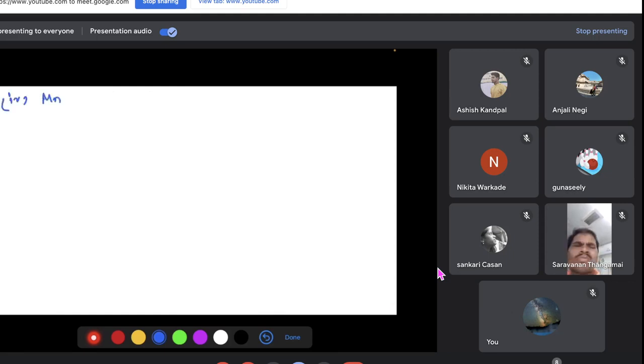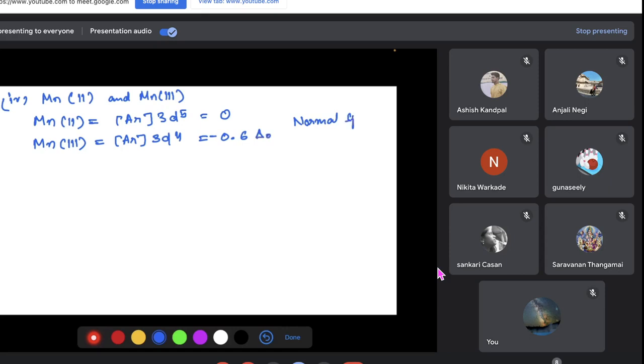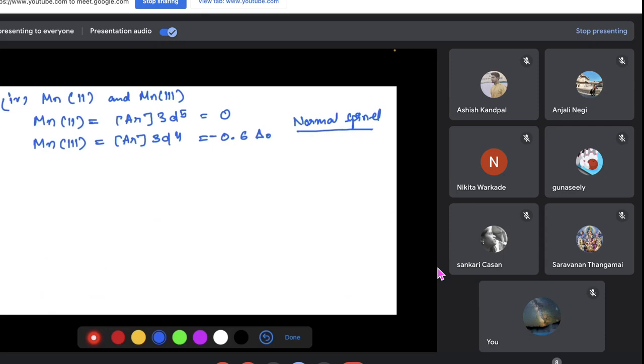In the last case, Mn2+ and Mn3+: my Mn2+ is argon 3d5, and my Mn3+ is argon 3d4. So this becomes CFSE equal to 0, and d4 is 0.6. So again this one is a normal spinel, because it has a higher CFSE.